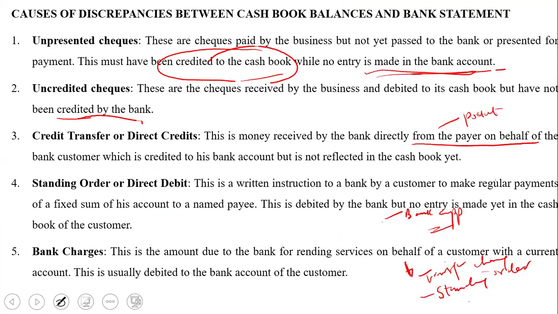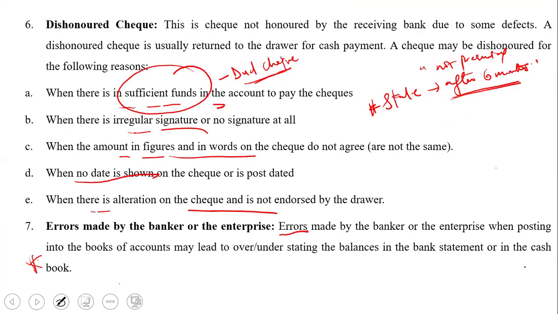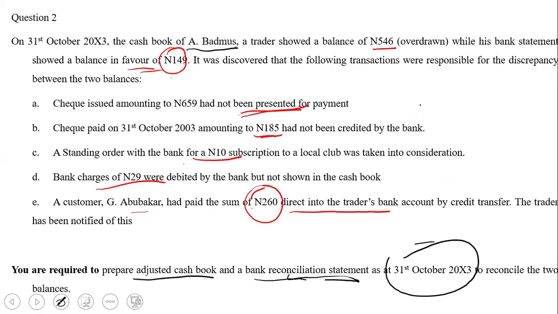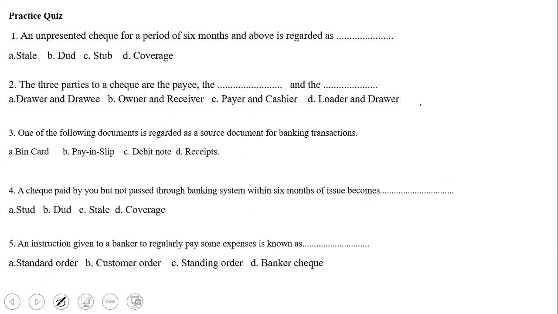And then we also mentioned use of it for fraud, dud check. Be very careful. There's a difference between a dud check and a stale check. A dud check is a fraudulent check, whereby a check is issued by the drawer with evidence that there's no fund. It's not a mistake. While a stale check is a check that has not been presented after 6 months of issuance. So let's quickly go to our quiz.